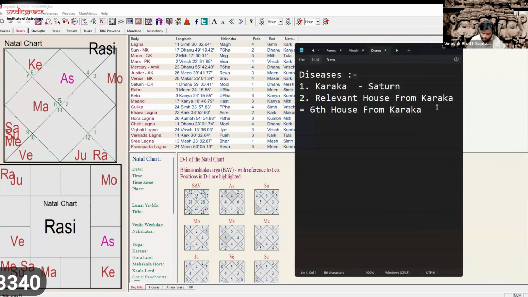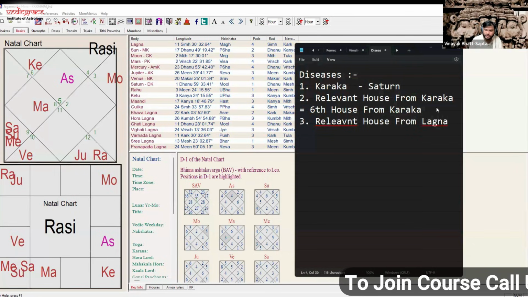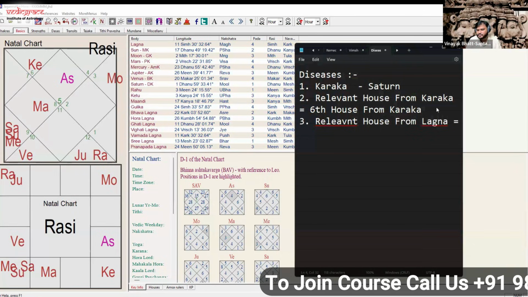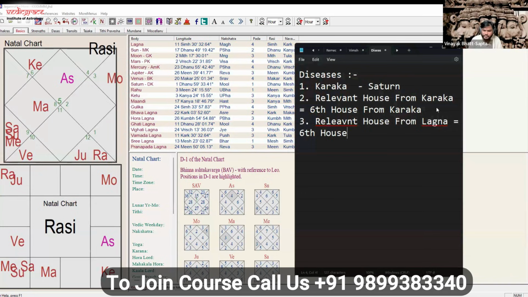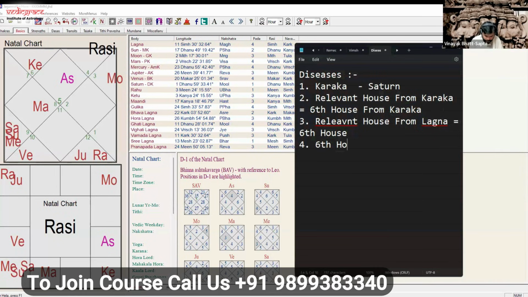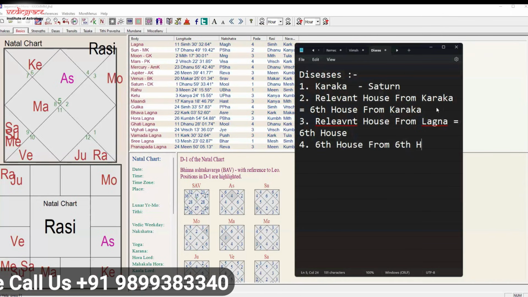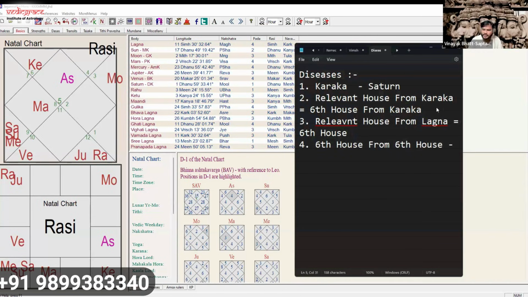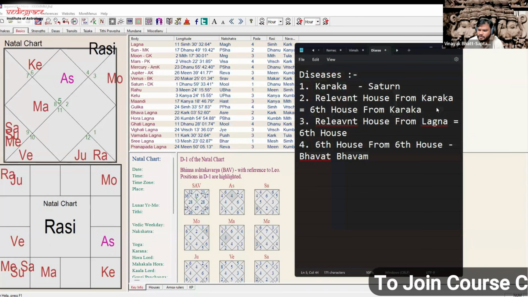Now the third point is the relevant house from Lagna. Now the entry of Lagna takes place. The relevant house from Lagna is the 6th house. And the fourth point is the 6th house from the 6th house. There is a name given to it: Bhavat Bhavam. You have read about Bhavat Bhavam.